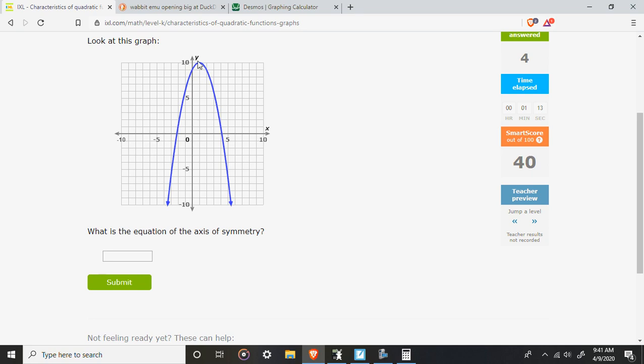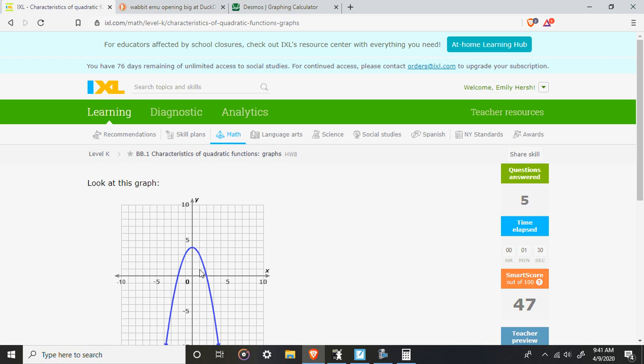Okay. Now, again, if you look at your vertex is 1, 10. All you need to do is say x equals, and then the first part of your vertex, 1, right? 1, 10. Okay? But you do need, it says the equation of the axis of symmetry. So you need that x equals. Okay, and there's you right there, okay?